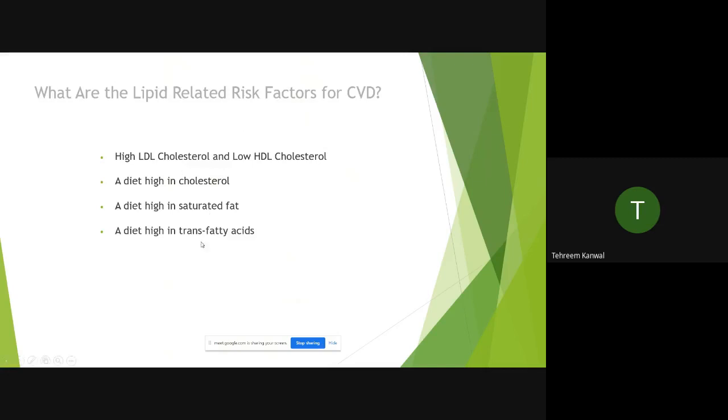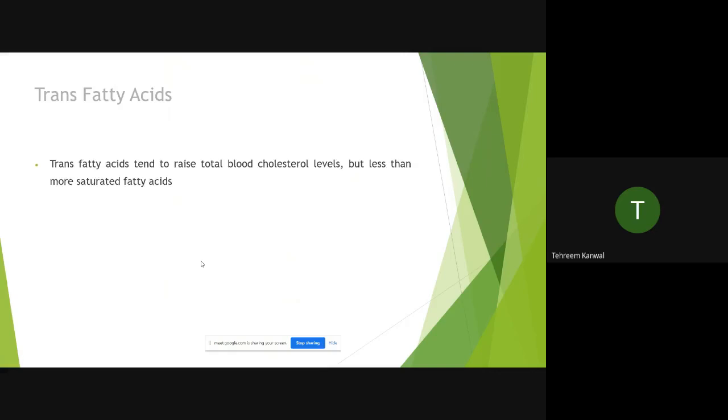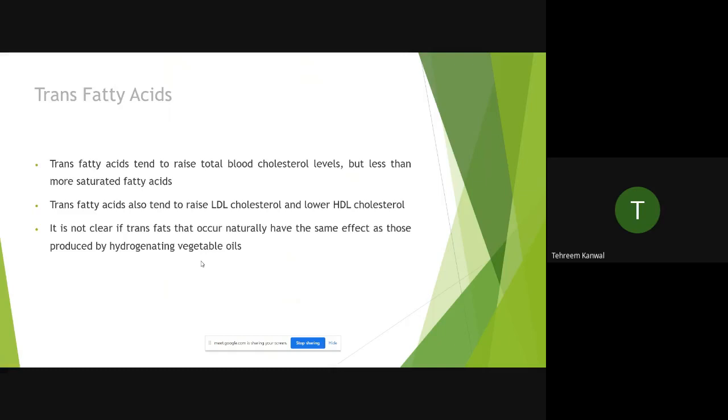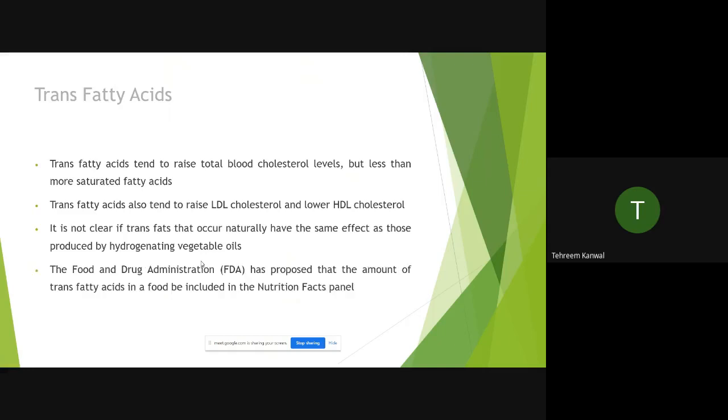Then a diet high in trans fatty acids. Trans fatty acids are those fatty acids which have other than the normal configuration of the double bond orientation. So what are these trans fatty acids? In normal life we get trans fatty acids in the form of margarines and ghee. These are trans fatty acids, and they are not good for our health.